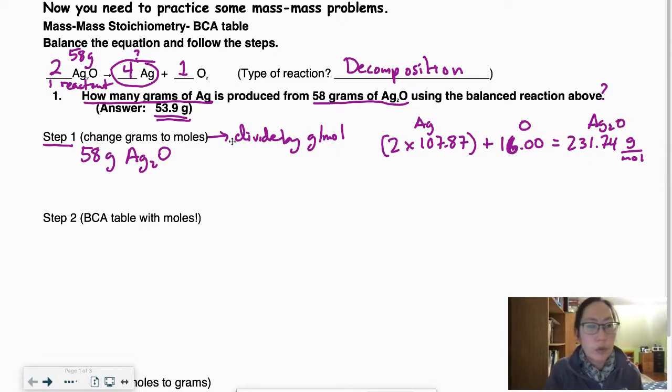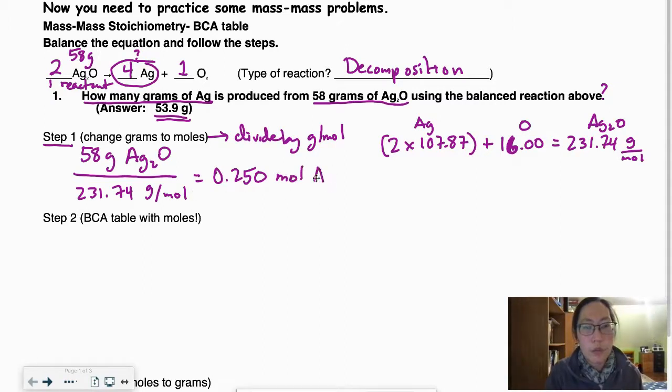Okay, so what do I have to do? I need to divide my 58 grams of Ag2O by my molar mass, 231.74 grams per mole. Okay, so I plug this into my calculator and I get 0.250. Okay, so I'm just going to carry like 3 decimal places here. There are rules about this, but we're not going to learn them. And that's our moles of Ag2O. Always good to label everything. You can see here our grams cancel out. We're left with moles of Ag2O.